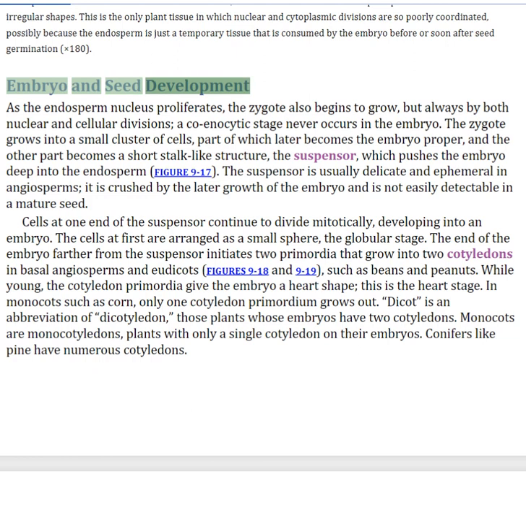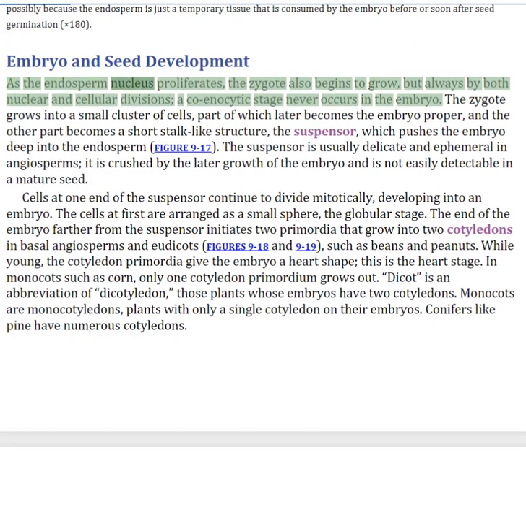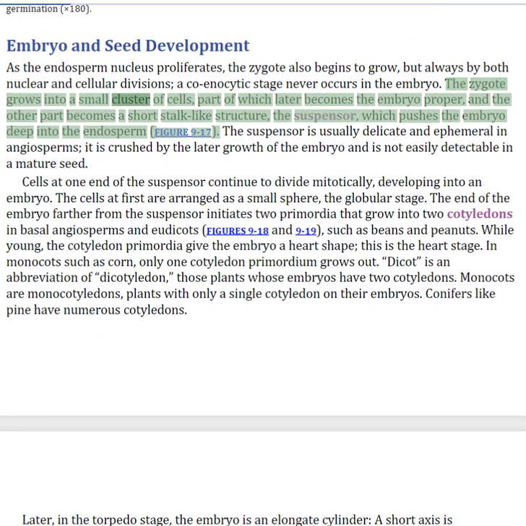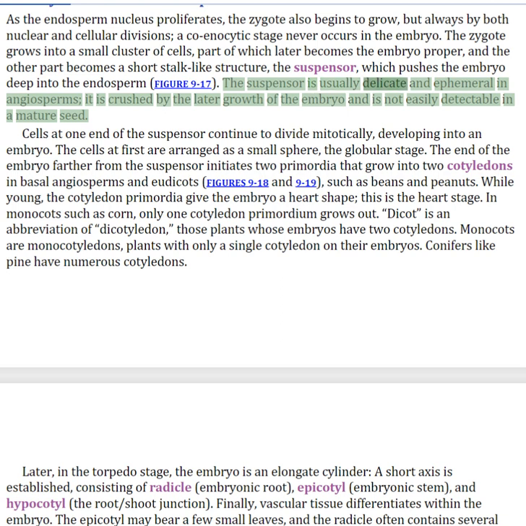Embryo and seed development. As the endosperm nucleus proliferates, the zygote also begins to grow, but always by both nuclear and cellular divisions. A coenocytic stage never occurs in the embryo. The zygote grows into a small cluster of cells, part of which later becomes the embryo proper, and the other part becomes a short stalk-like structure, the suspensor, which pushes the embryo deep into the endosperm. The suspensor is usually delicate and ephemeral in angiosperms. It is crushed by the later growth of the embryo and is not easily detectable in a mature seed.